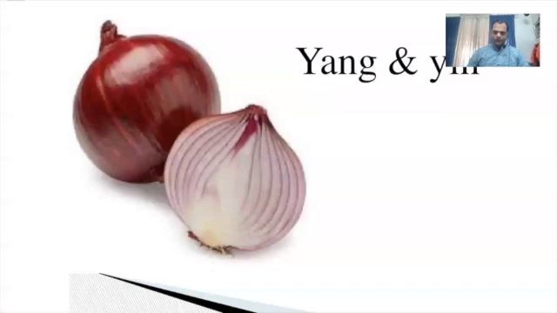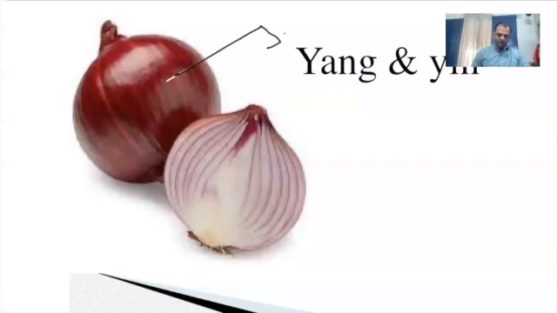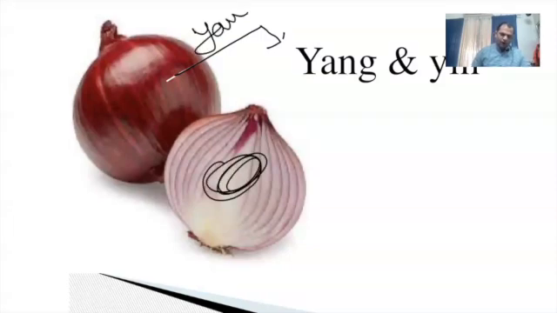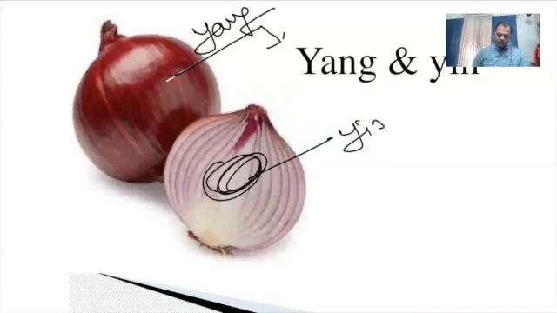So we can see the onion. ये प्याज है. अगर प्याज को हम बाहर से देखें, if we look at the onion from the outer side and cut the onion and look at the onion from the inner side, so the outer side is the yang and the inner side is yin. अगर ओनियन को हम बाहर से देखते हैं तो यांग है और ओनियन को अंदर से देखते हैं तो यिन है.